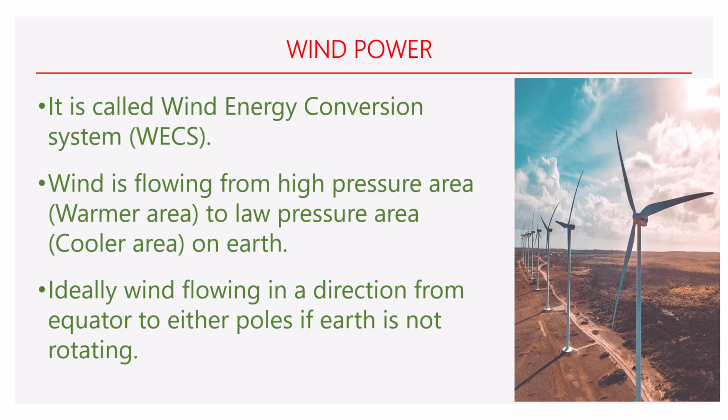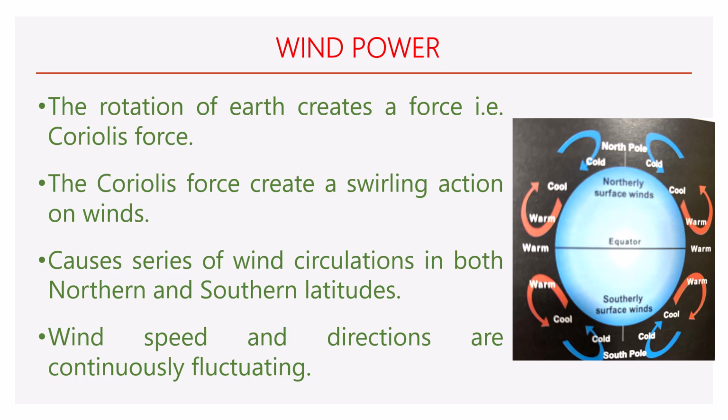Wind flows from the high pressure area, the warmer area, to the low pressure area, that is the cooler area, on earth. Ideally, wind would flow in a direction from the equator to either pole, that is north or south, if the earth were not rotating. The rotation of the earth creates a force, that is the Coriolis force. The Coriolis force creates a swirling action on winds and causes a series of wind circulations in both the northern and southern hemispheres. The figure shows the various series of circulations due to the rotation of the earth. Wind speed and direction are continuously fluctuating.